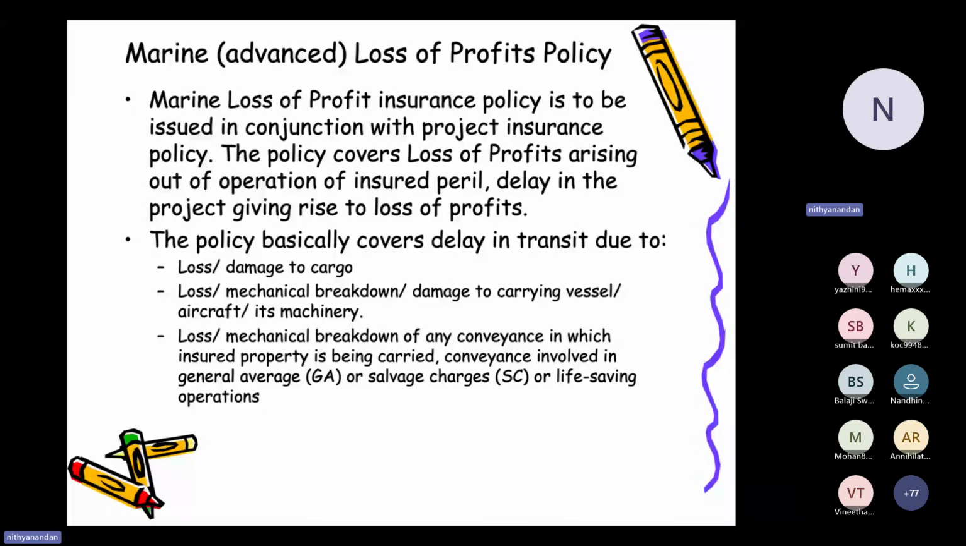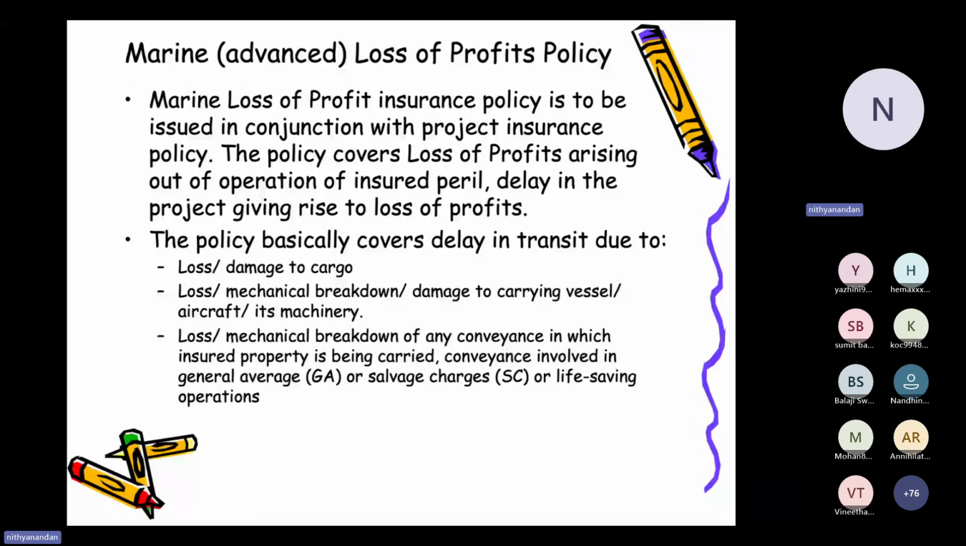During the transit period, the machinery is damaged, which is covered by our marine policy. Because of the loss or damage to the machinery, the commissioning of the factory is delayed, and loss is reported because they are losing profit during the delay of the commissioning period. So this type of policy is called marine advance loss of profit.